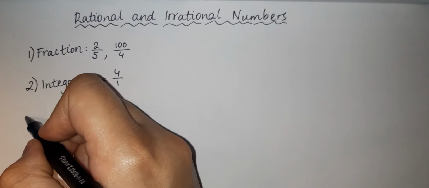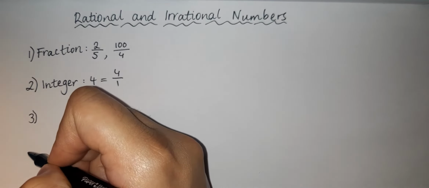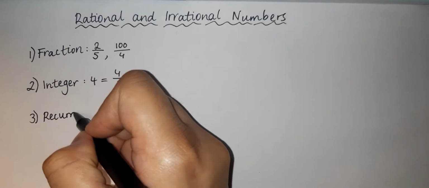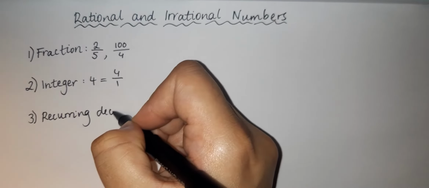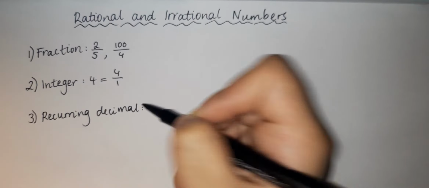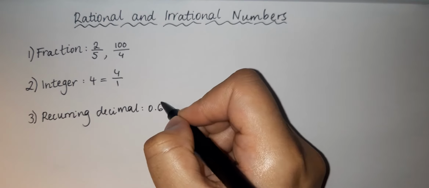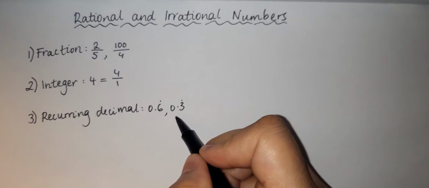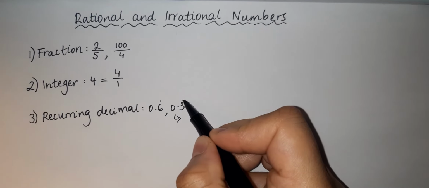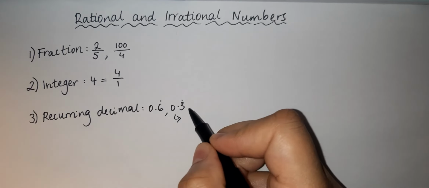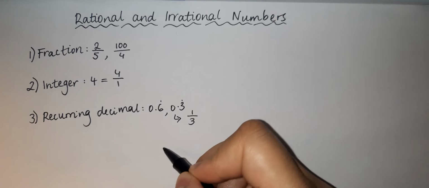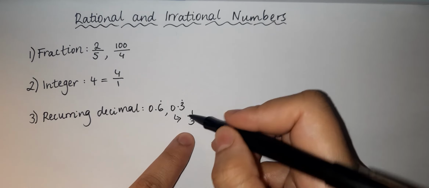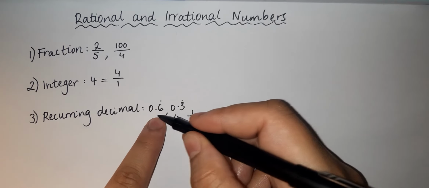The third way that we can write a rational number is in the form of a reoccurring decimal. An example of this would be 0.6 reoccurring or 0.3 reoccurring. If we look at 0.3 reoccurring, let's focus on this one, we can rewrite this as 1/3. So here we can actually write 0.3 reoccurring as a fraction.